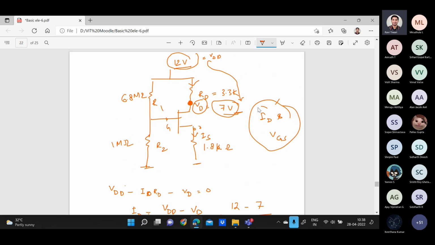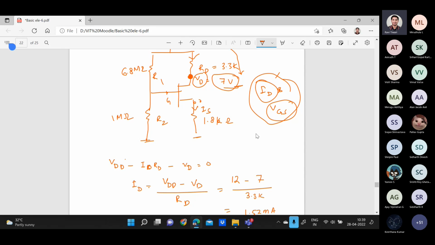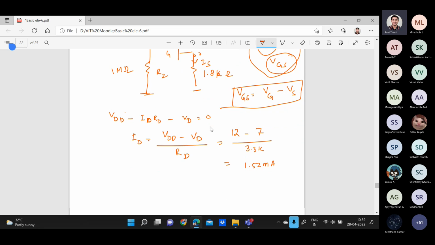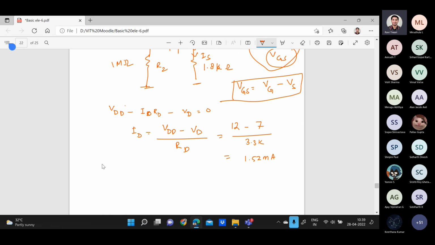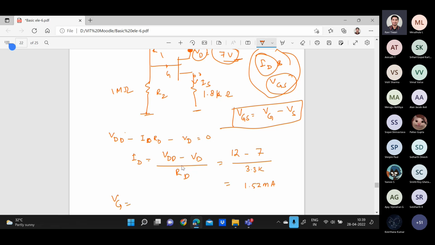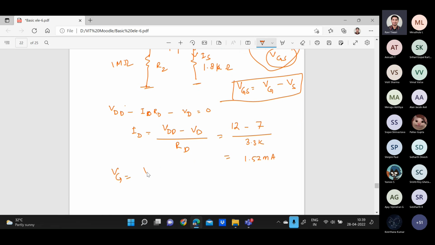Now we need to find out the VGS. How will we find out the value of VGS? VGS will be VG, that is the gate voltage, minus the source voltage. So first you need to find out the gate voltage. How will you find out the gate voltage? By the voltage divider rule, that is the Thevenin theorem. So it will be equal to VDD into R2 divided by R1 plus R2.